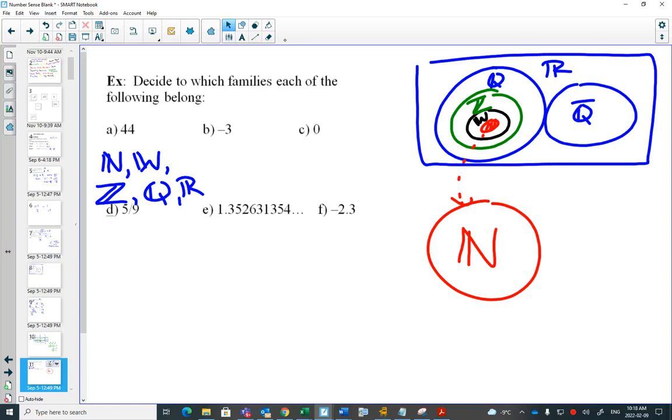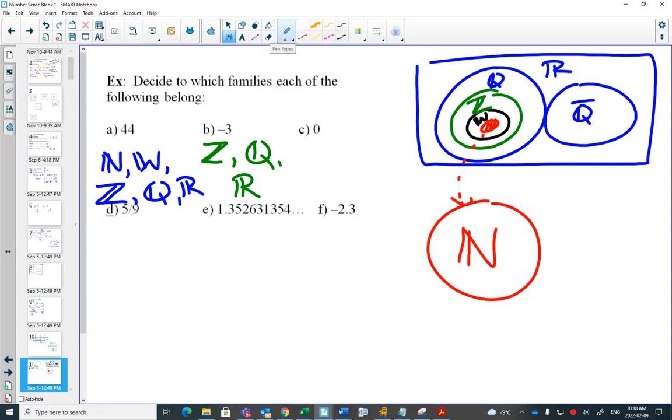So -3, which circle is it in? It's integers, so that's the first one. And then that would also mean, if it's in this circle, it's also in this circle. And that means it's also in the reals. And by the time you graduate in grade 12, you will have written this R more than any of the other letters.